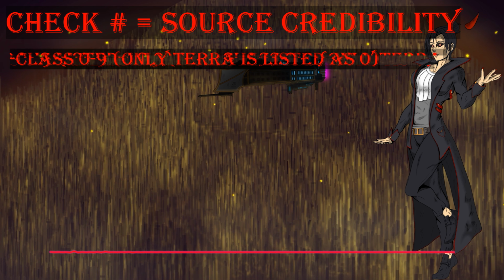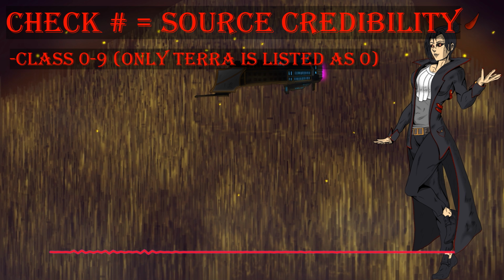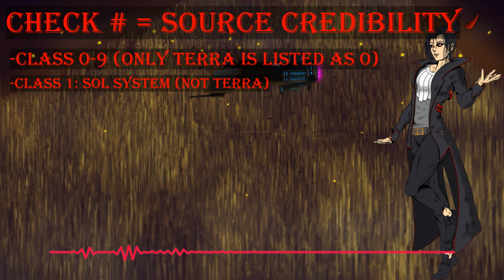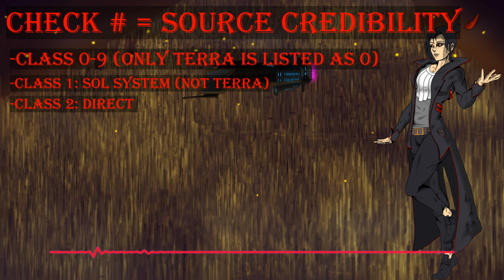The check number is labeled from 0 to 9, class 0 to 9. There's only one source with a check number of 0, that being Terra itself. A source with a check number of 1 is located within the Sol system. So, as an example, Mars would have a check number of 1. How about a check number of 2?